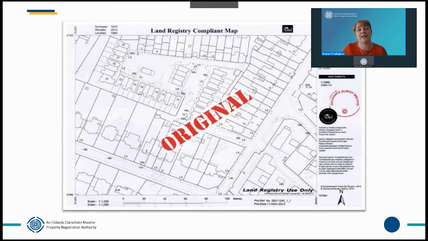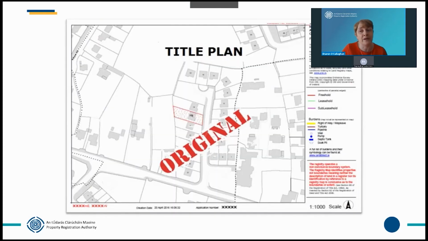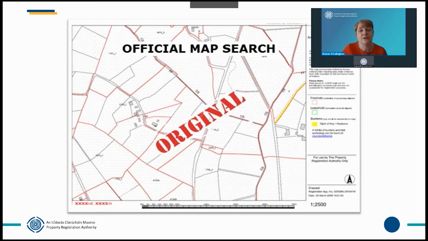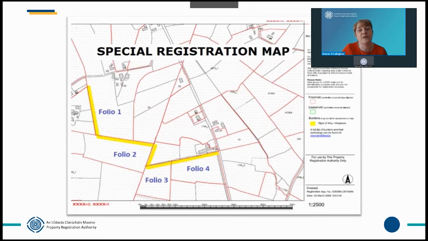So now on to the maps that are acceptable for use. If you lodge a hard copy Ordnance Survey Ireland map product, you must lodge an original Land Registry compliant map product. If you lodge a PRA map product, you can choose from either a title plan, an official map search, or a special registration map. And just note that if the right you're applying for traverses several folios, you should consider using a special registration map as a cost-saving measure.